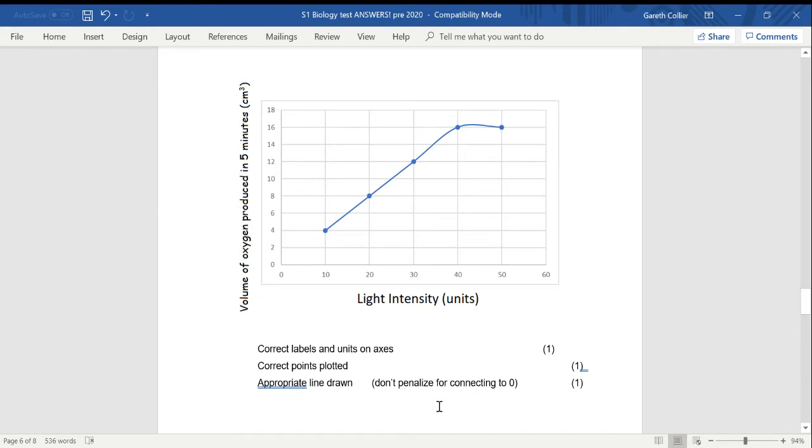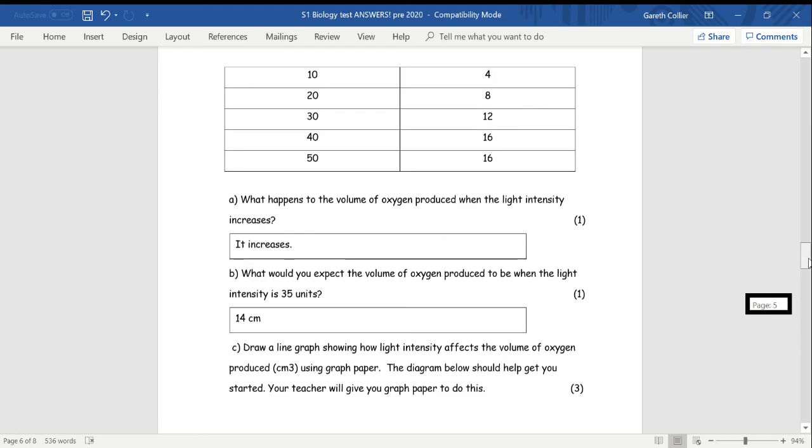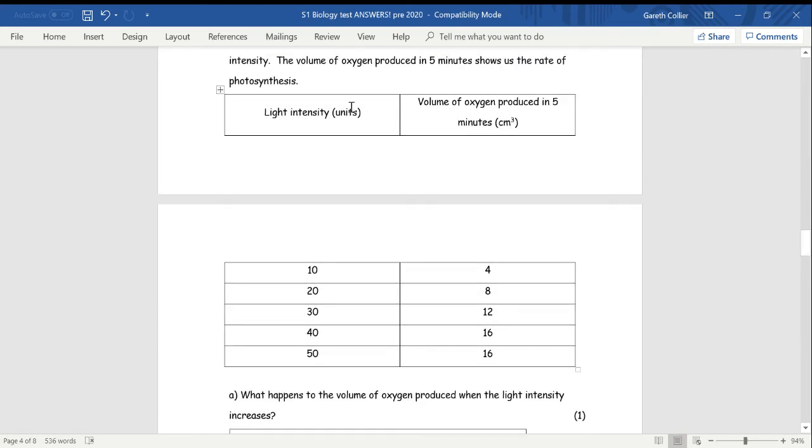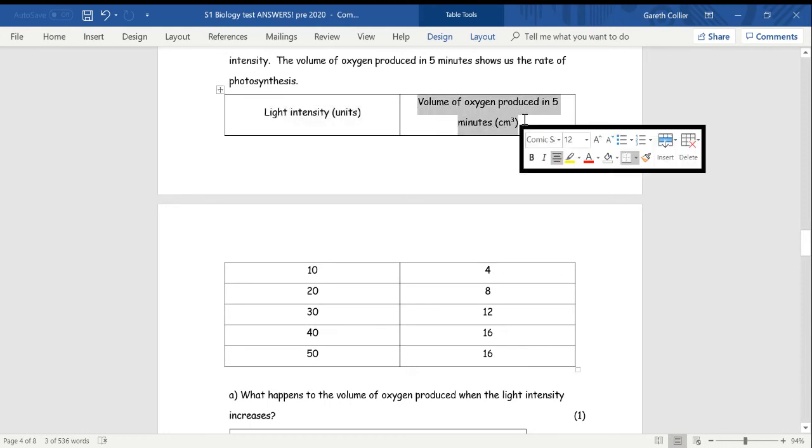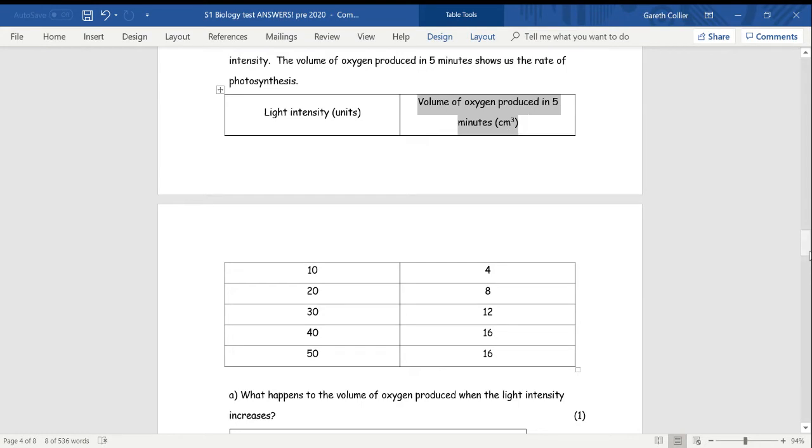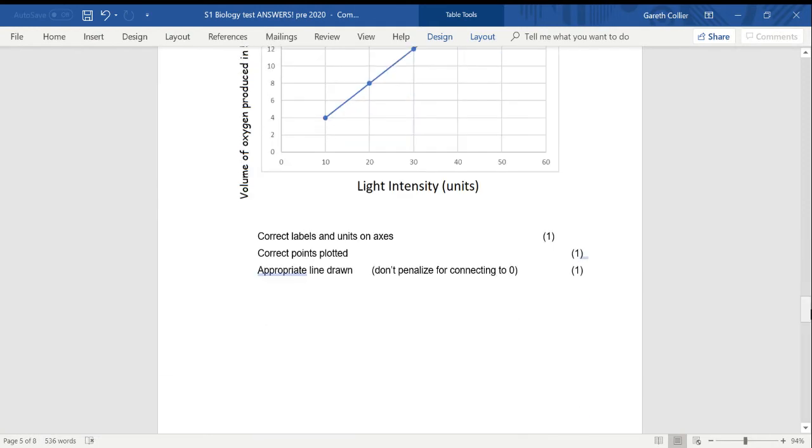Have I put the correct labels in? So you were given light intensity already, so you don't get any points for that. But volume of oxygen produced in 5 minutes. The way you know exactly what to write on the Y and the X axis is that your label should perfectly match your table. So your X axis, almost always, the label is the first column in your table. And your Y axis, what we would call the dependent variable when you move up to school, is always this. So just write exactly what is in that column, and that is your label. So we would get the marks if we wrote that. Units on axis, we've done that.